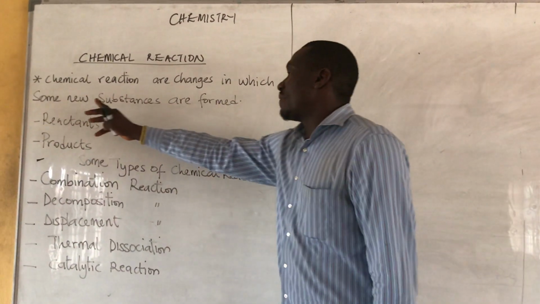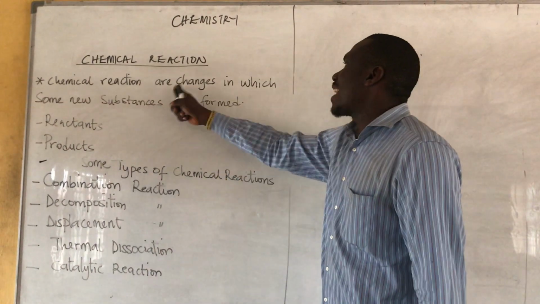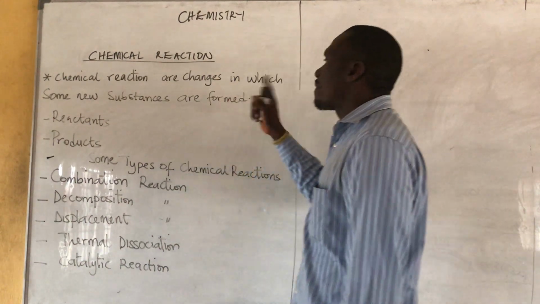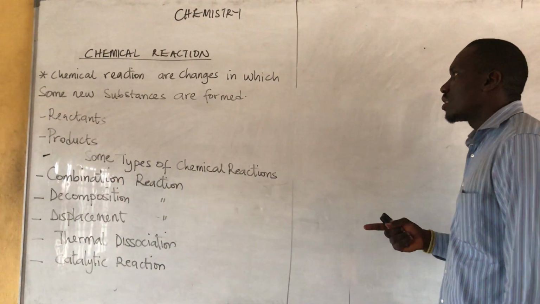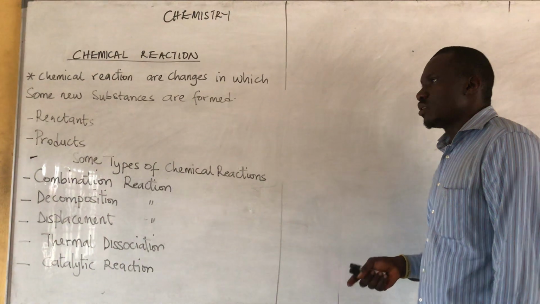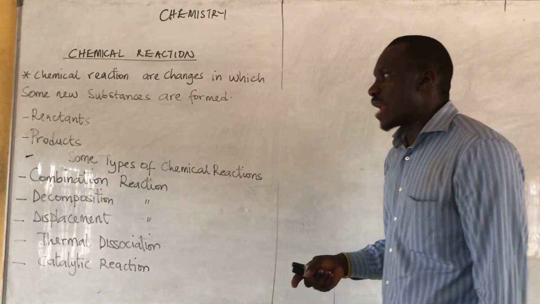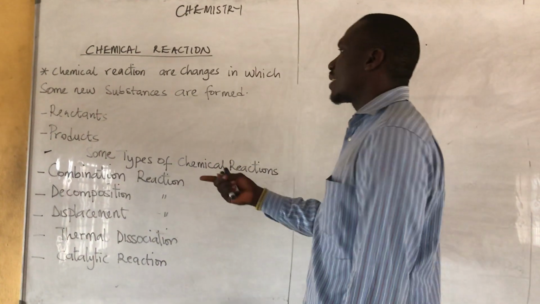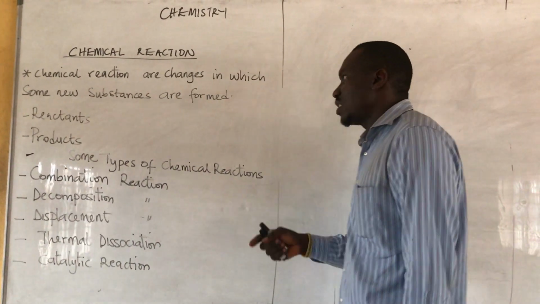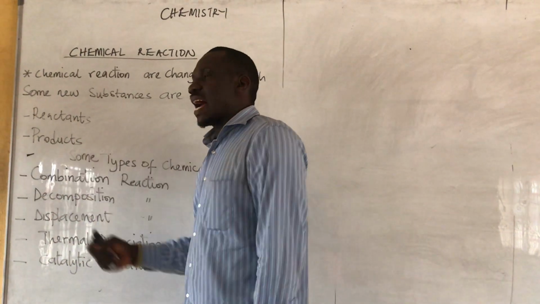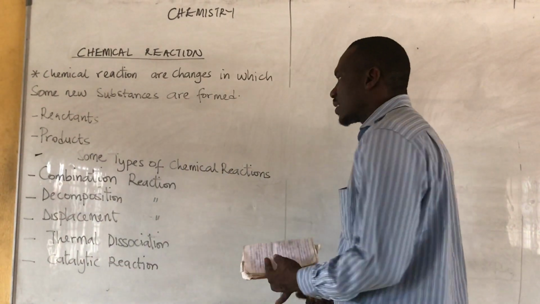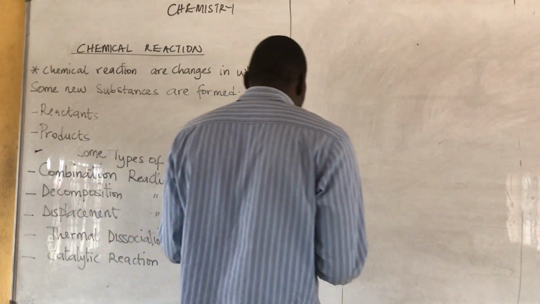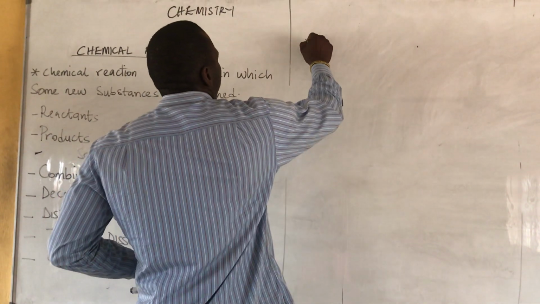We said, by definition, chemical reactions are changes in which some new substances are formed. And we said there must be reactants and products. Like I said earlier, the reactants are the ones that undergo the changes, and products are the substances that form. Let's see an example of when we say a reaction is a combination reaction.